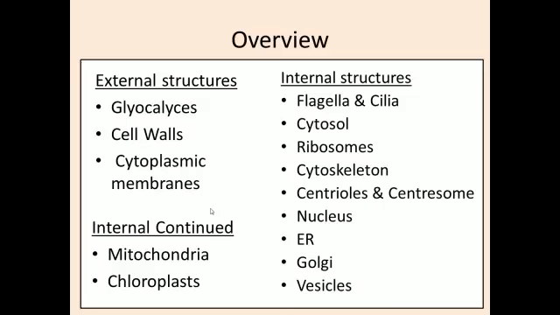Now for the overview. We will be talking about external structures such as glycocalyces, cell walls, and cytoplasmic membranes, flagella, cytosol, ribosomes, cytoskeleton, centrioles and centrosome, nucleus, Golgi, vesicles, mitochondria, and chloroplasts. Now you'll notice in this overview that the distribution of structures in eukaryotes is flipped from that of prokaryotes. There are more interesting structures found on the inside of a eukaryotic cell versus on the outside. Well, there may be lots of interesting structures inside of prokaryotes, we just haven't found them yet, and hence we don't have to study them in this class.